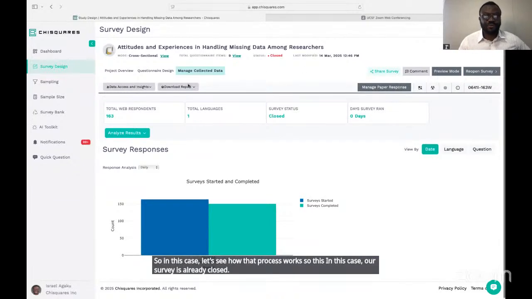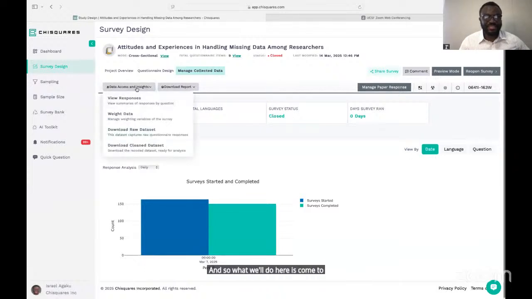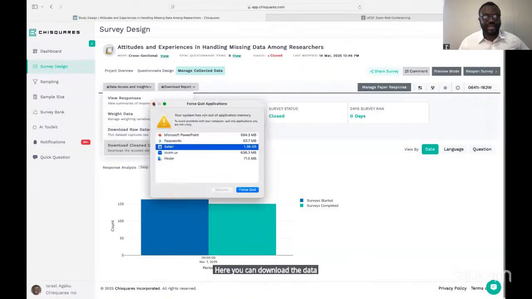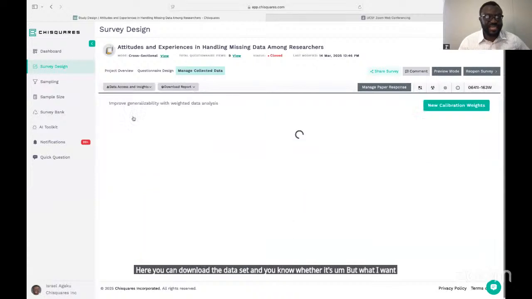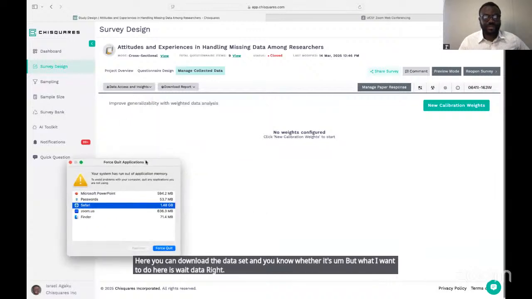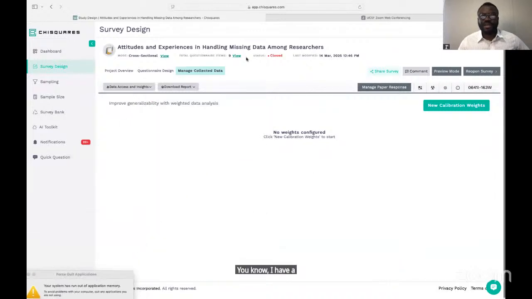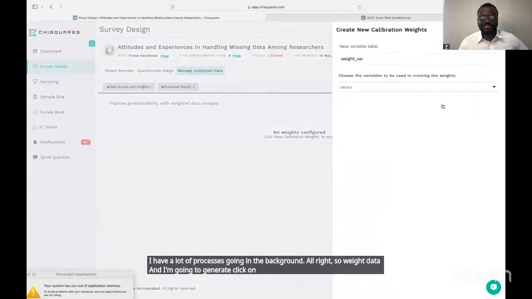And so what we'll do here is come to data access and insights. Here you can download the data set, but what I want to do here is weight data, right? I have a lot of processes going in the background. All right, so weight data, and I'm going to click on new calibration weight, right?